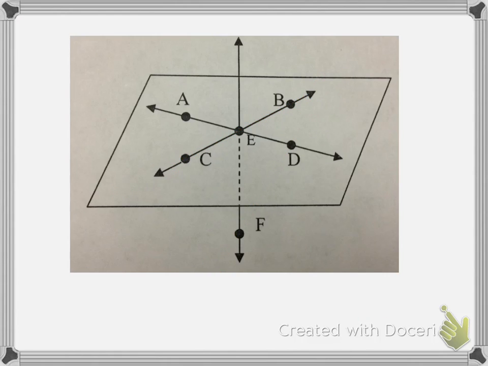All right, number 9. So number 9 says are FE, so here is FE, and EC coplanar. Okay, so what do you think about that one? FE is going straight up and down, and this one is going across the plane, so these are actually perpendicular to each other right there. If they are perpendicular, they are not on the same plane. So this one is no, they are not coplanar because they are perpendicular to each other. Okay?